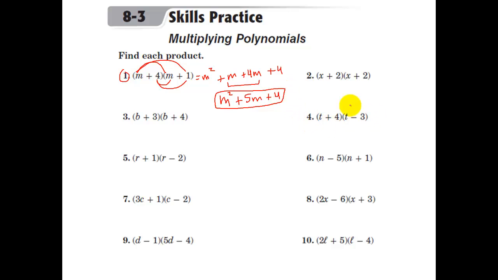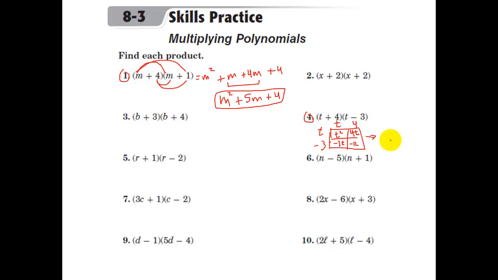Okay, let's go over here and do this one. Here I'll do a rectangle diagram. Okay, so we got a t and a 4 across the top from this one. We have a t and a negative 3 from this one. T times t is t squared. T times 4 is 4t. T times negative 3 is negative 3t. And negative 3 times 4 is negative 12.